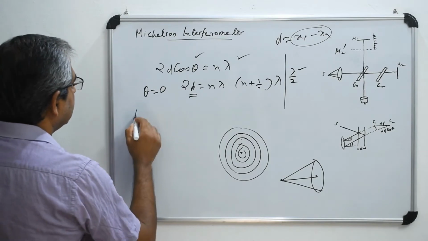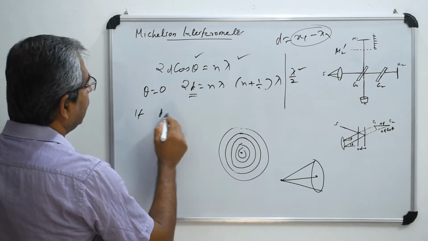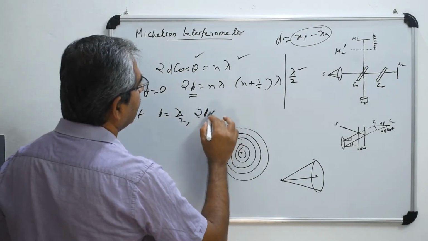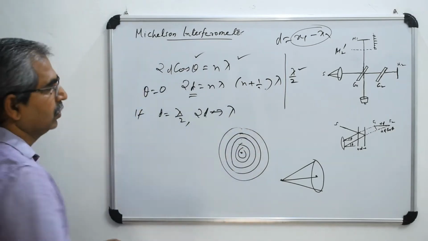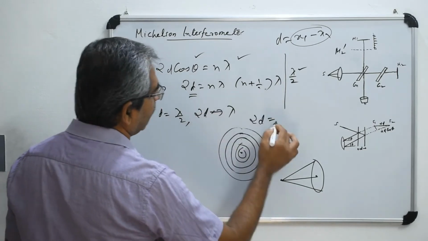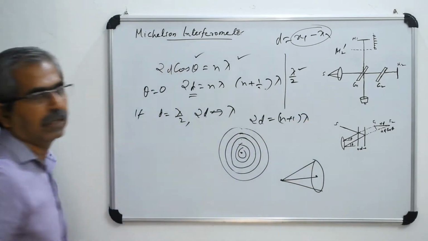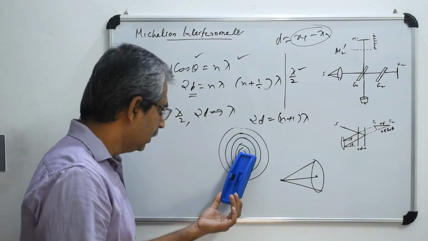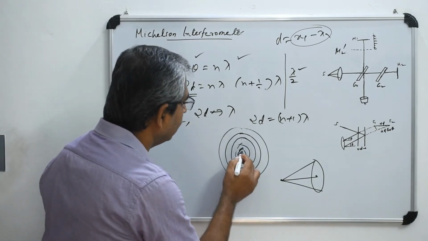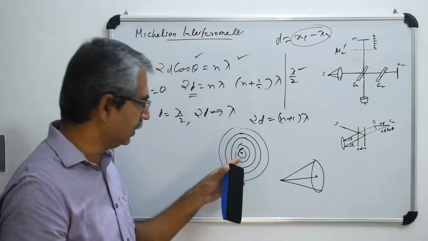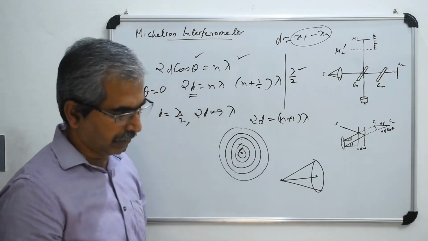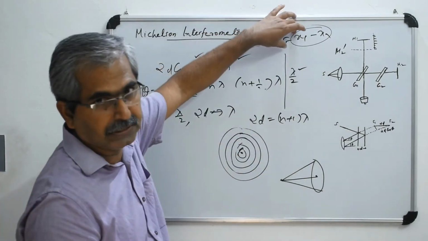If D is increased by a factor lambda by 2, 2D will be increased by a factor lambda. So the new condition will be 2D equal to, initially if it is n lambda, n plus 1 lambda. That means initially it was 500, suppose. Now what will be the number of the dark band that you observe at the center? That will be 501.